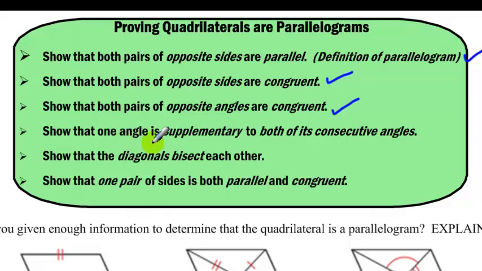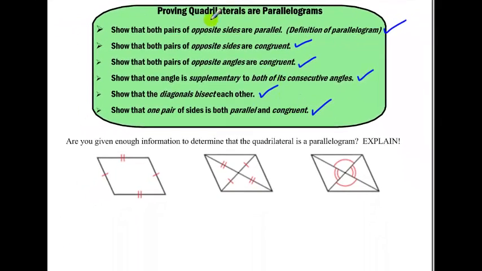Or maybe you just got one angle and you know its consecutive angles are supplementary. That'll do it. The diagonals, if they bisect each other. Or our bonus theorem, if one pair of sides is parallel and also congruent, you got a parallelogram. All right, so here are some examples. We are given some information. Is it enough to determine that it is a parallelogram? And of course, we must explain. So we're looking for one of these reasons up here. Let's see what we can do with this.